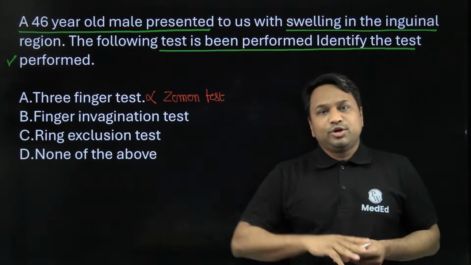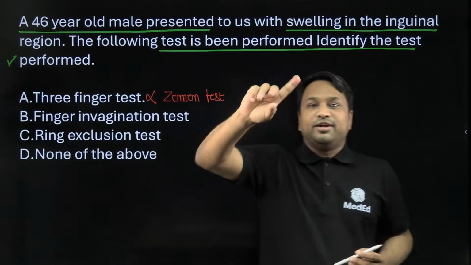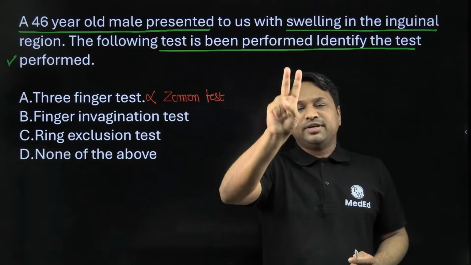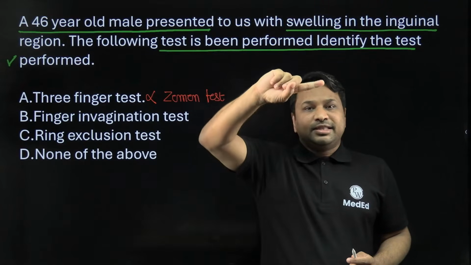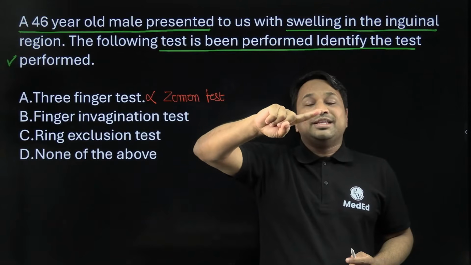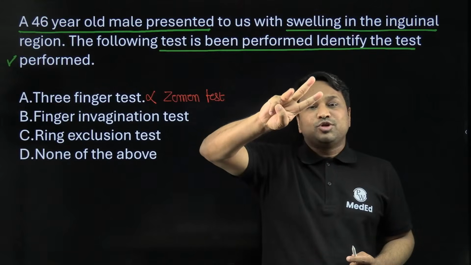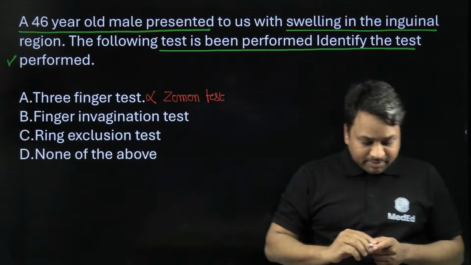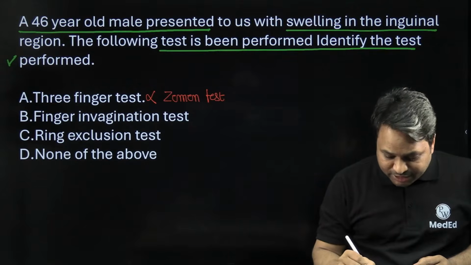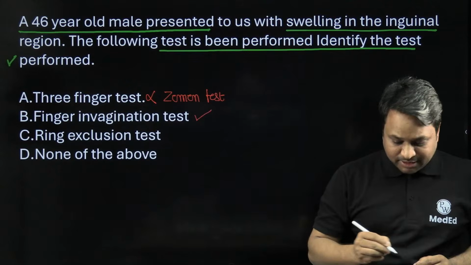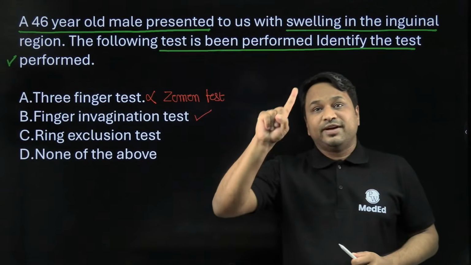In the Zeeman test, we use 3 fingers. What are the 3 fingers? You will use the index finger, the middle finger, and the ring finger. The index finger is going to be at the superficial inguinal ring, the middle finger at the deep inguinal ring, and the ring finger at the femoral ring. This is not the Zeeman test. Is it a finger invagination test? Absolutely correct. So the answer to this question is finger invagination.